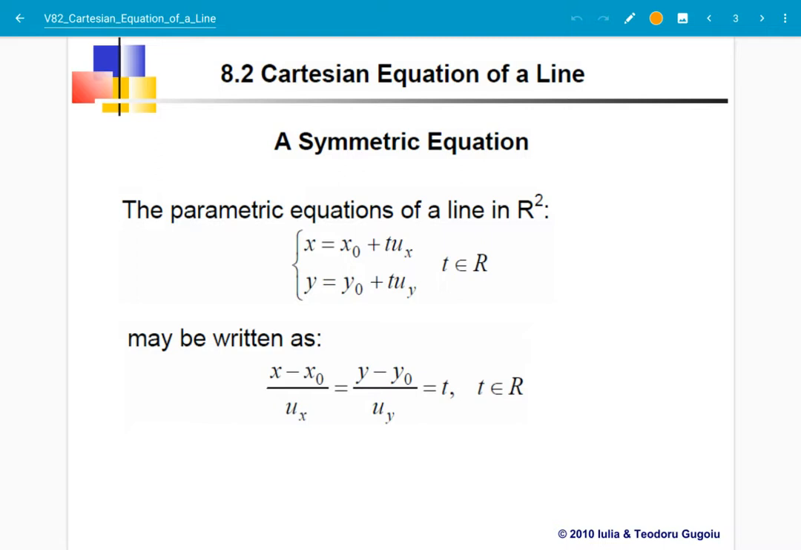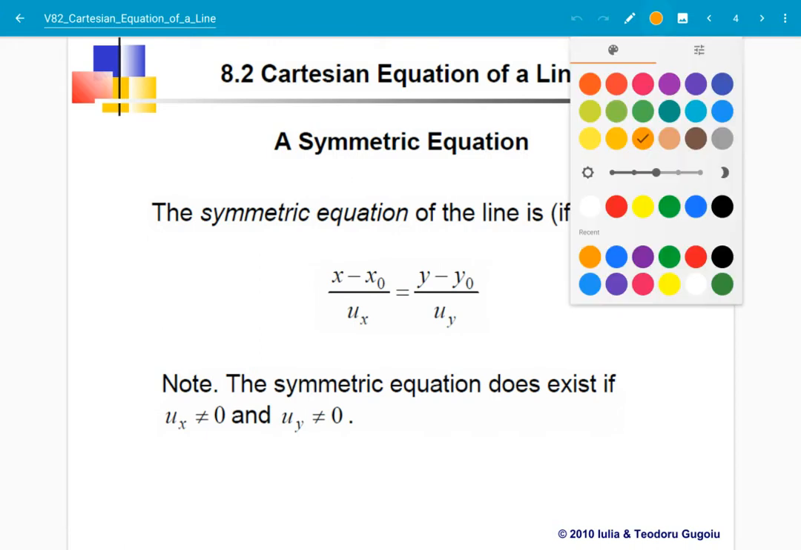We have basically the x component and then the y component. Well, we solve for t, right? Solve for t, and what you have from each equation has to be equal because they're both equal to t, and that's called the symmetric equation of the line. We don't usually bother including the t, we just write it like that.